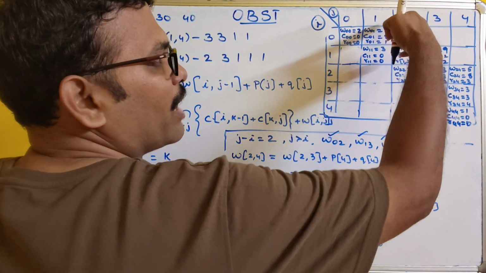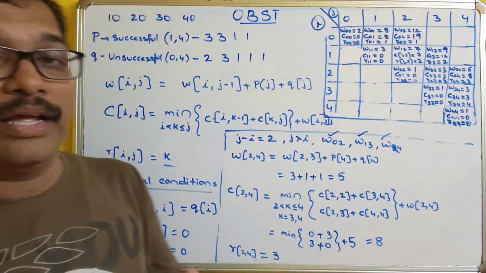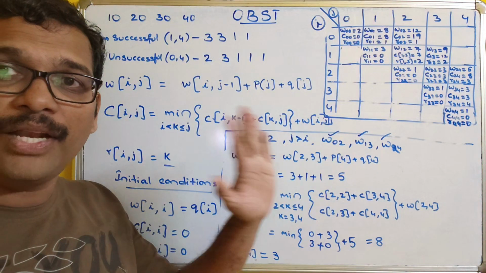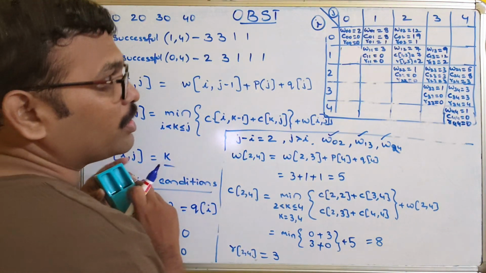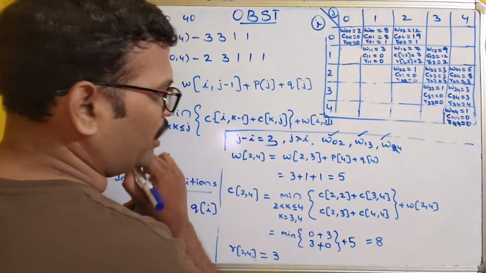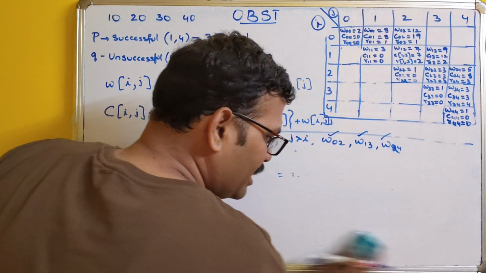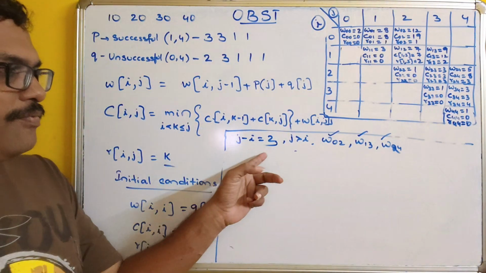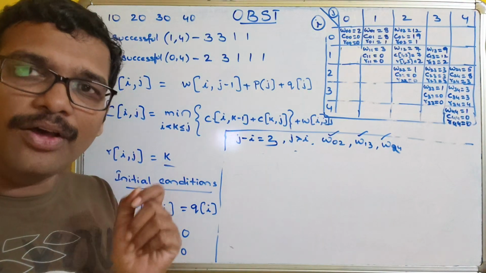So now we have calculated the root. We have found the root if the tree consists of 2 elements. That means the difference between i and j should be 1. Sorry, 2. Now we have to consider this one: j minus i is equal to 3. Now that means if the tree is having 3 nodes, which one should be considered as a root?